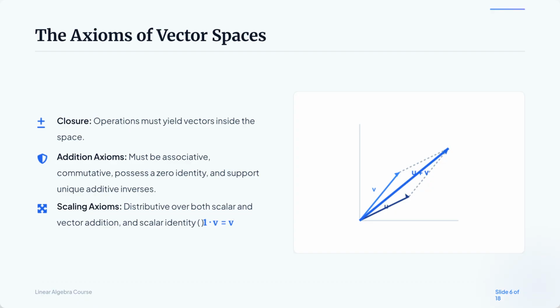Now moving on to the axioms of a vector space, or what a vector space is defined by. For a space to be a valid vector space, a system must satisfy specific axioms, including closure under operations, associativity, commutativity, the presence of a zero identity, the existence of an additive inverse, and compatibility with scalar scaling.